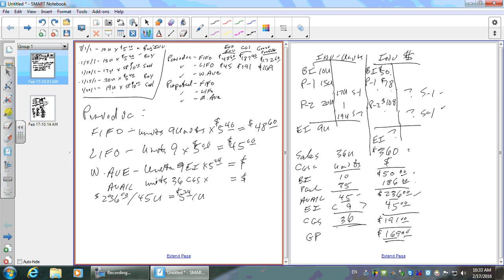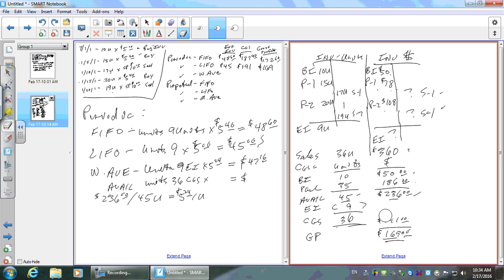What's 5.24 times 9 units? 47.16? Okay, now notice that somewhere in between LIFO and FIFO? Yeah, that makes sense. It usually would be, right? Unless costs are going way up and way down or something. That could be happening. Okay, so let's do this one. Let's plug it in here. Too easy, isn't it? And we're going to do the same thing when we do perpetual, you guys.